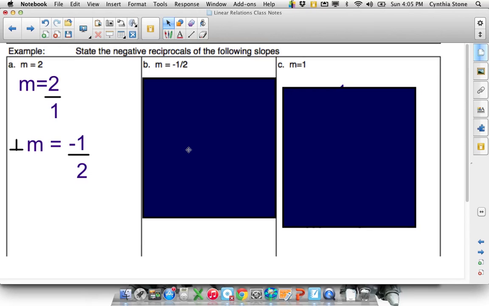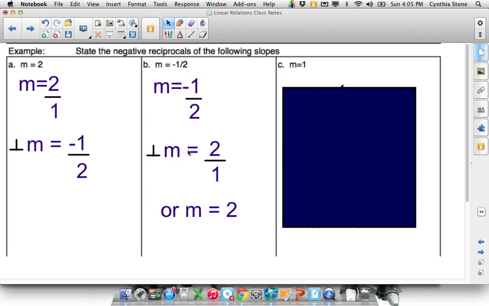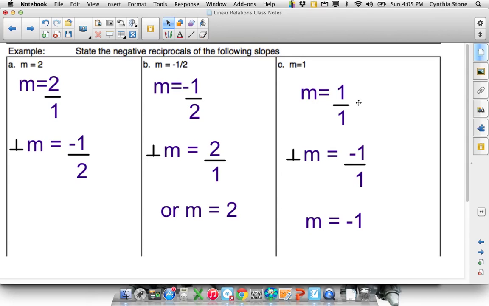In this one then, negative 1, that's negative 1 over 2. So negative 1 over 2, you flip it and you change the sign. It was negative, now it's positive, now it's 2 over 1, which is just 2. Okay, and the third one, when I have a slope of 1, that one looks weird, but remember 1 is just 1 over 1, so you make it a fraction, then you flip it, and you change the sign. 1 over 1 is just 1 over 1 anyway.